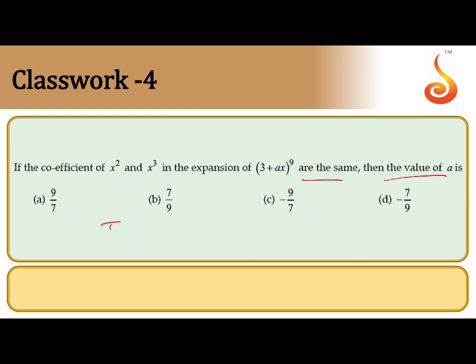So what is the general term we can take first? T(r+1) is 9Cr 3 power (9 minus r) (ax) power r. That is 9Cr 3 power (9 minus r) into a power r into x power r. This is the general term. So we want the coefficient of x square and the coefficient of x cube to be equal. So what is the general term? 9Cr 3 power (9 minus r) a power r x power r.